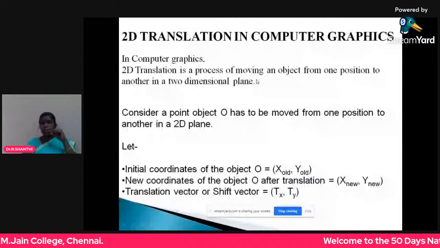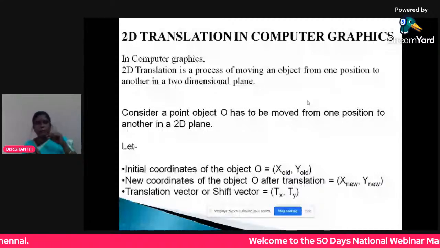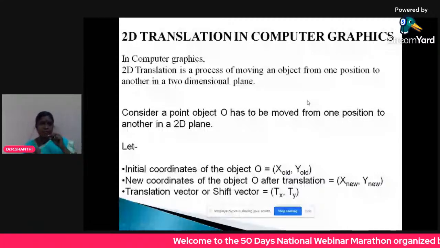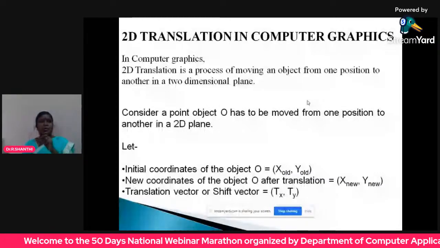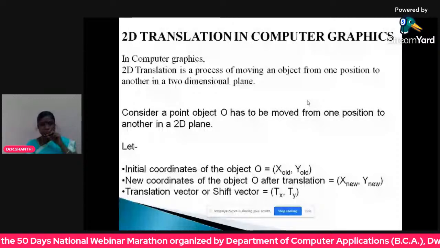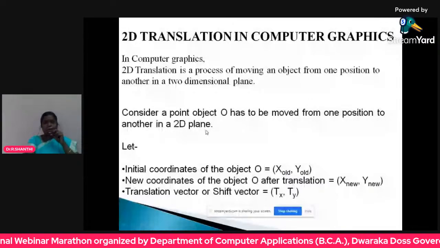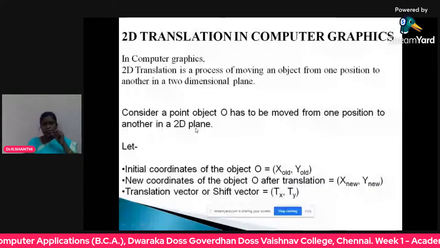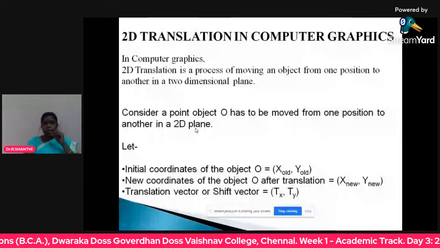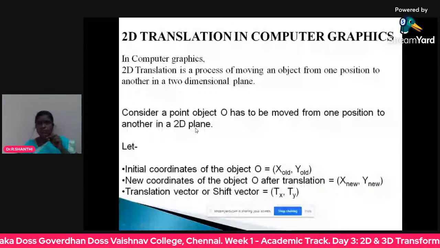You are just moving it. You are not disturbing the object. I am just moving an object and placing it in some other location. That's it. For example, the object, you call it O, has to be moved from one position to another in a 2D plane. So what change will happen here?